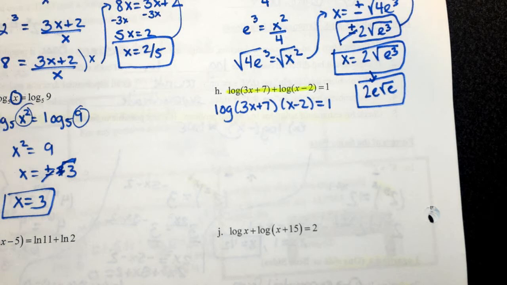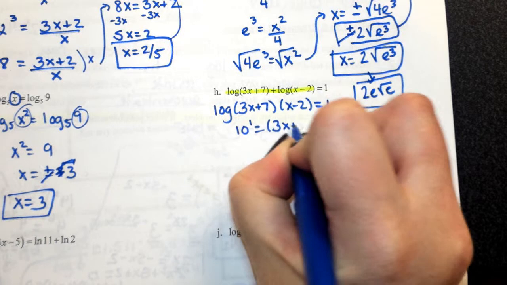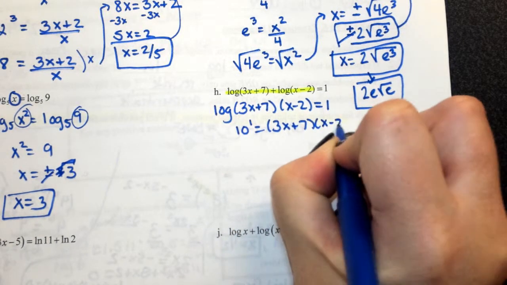So now you have log equal to a number. Again, what's the base of this logarithm? This is the base of what? 10. So I can write this as 10 to the first is equal to (3x plus 7) times (x minus 2).